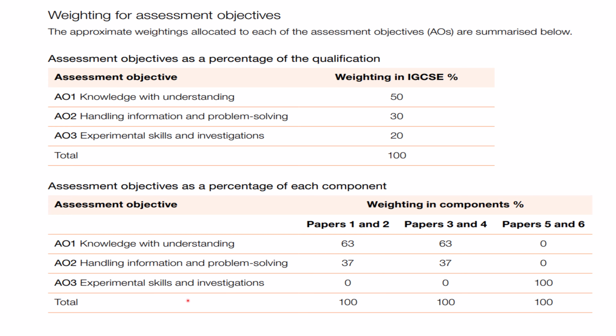Experimental skills and investigation, which is Assessment Objective 3: 0% in paper 1 and 2, 0% in paper 3 and 4, and 100% in paper 5 and 6. Assessment Objective 3, that is experimental skills and investigation, is tested in paper 5 and paper 6. AO3 is applicable in paper 5 and 6, focusing on practical skills and evaluations. So altogether the weightage is 100%.